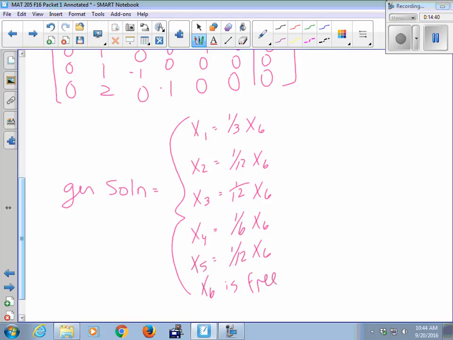So then to decide, there are infinite solutions here, so to decide you just choose your free variable x6 as small as possible so that all of your weights will come out to whole numbers. So what should I take x6 to be? 12. So if x6 is 12, then x5 would be 1, x4 would be 2, x3 would be 1, x2 would be 1, and x1 would be 4. Those are your weights that balance the chemical equation.